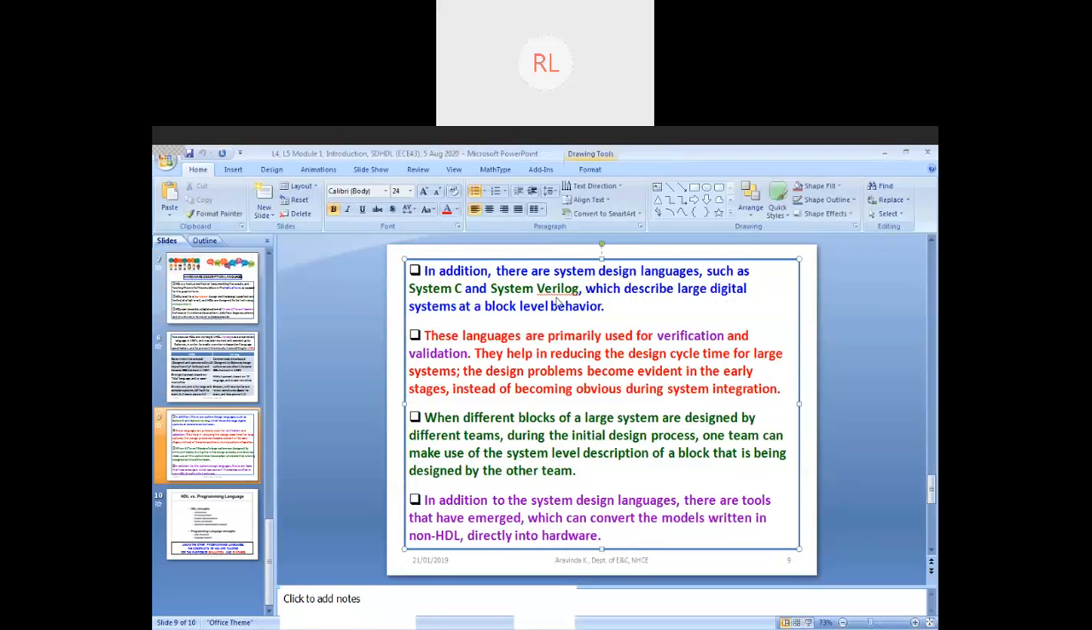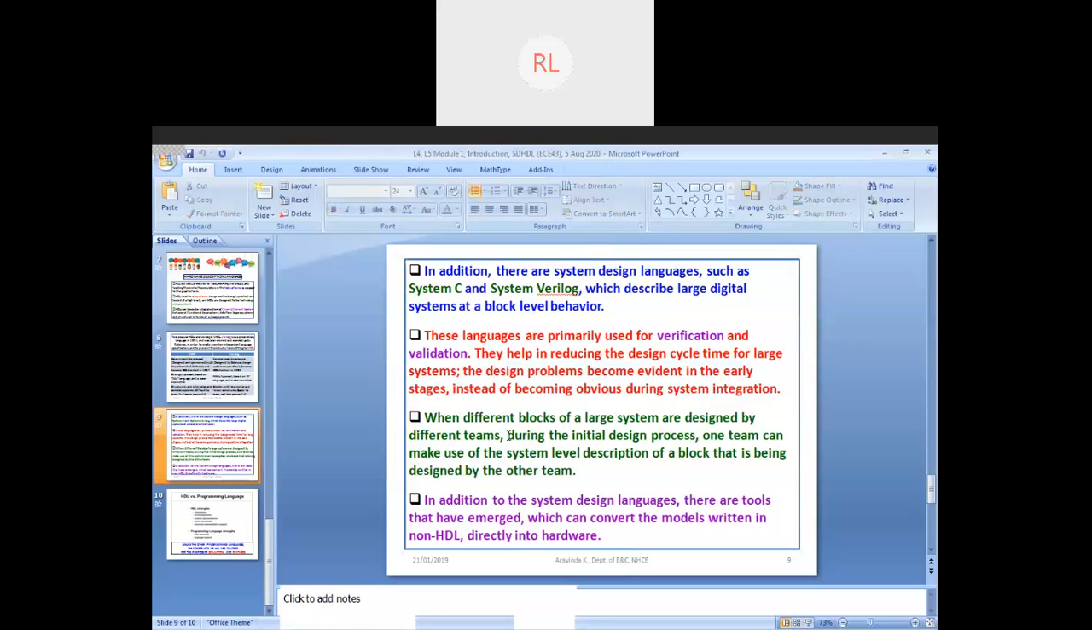So here you will find that System C and System Verilog are also part of VHDL and Verilog. So it is a bifurcation. These languages are primarily used for verification and validation. So what is happening in verification and validation? As I told you, 70% of your time and money is invested in verification of any process. They help in reducing the design cycle time for large systems. The design problems become evident in the early stages instead of becoming obvious during system integration. So as I told you, in the initial stage itself, you should be able to rectify your problems. Do not keep your errors prolonged or carry them to the next step.